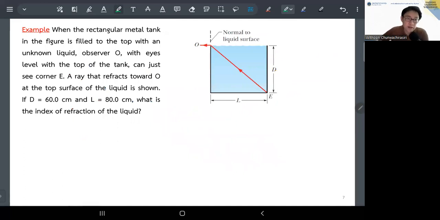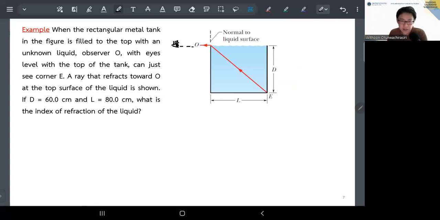So when the rectangular metal tank in the figure is filled to the top with an unknown liquid, observer O with eyes level with the top of the tank can just see the corner. So let's say there's an observer trying to observe something here. When you say just see the corner, what does it mean?